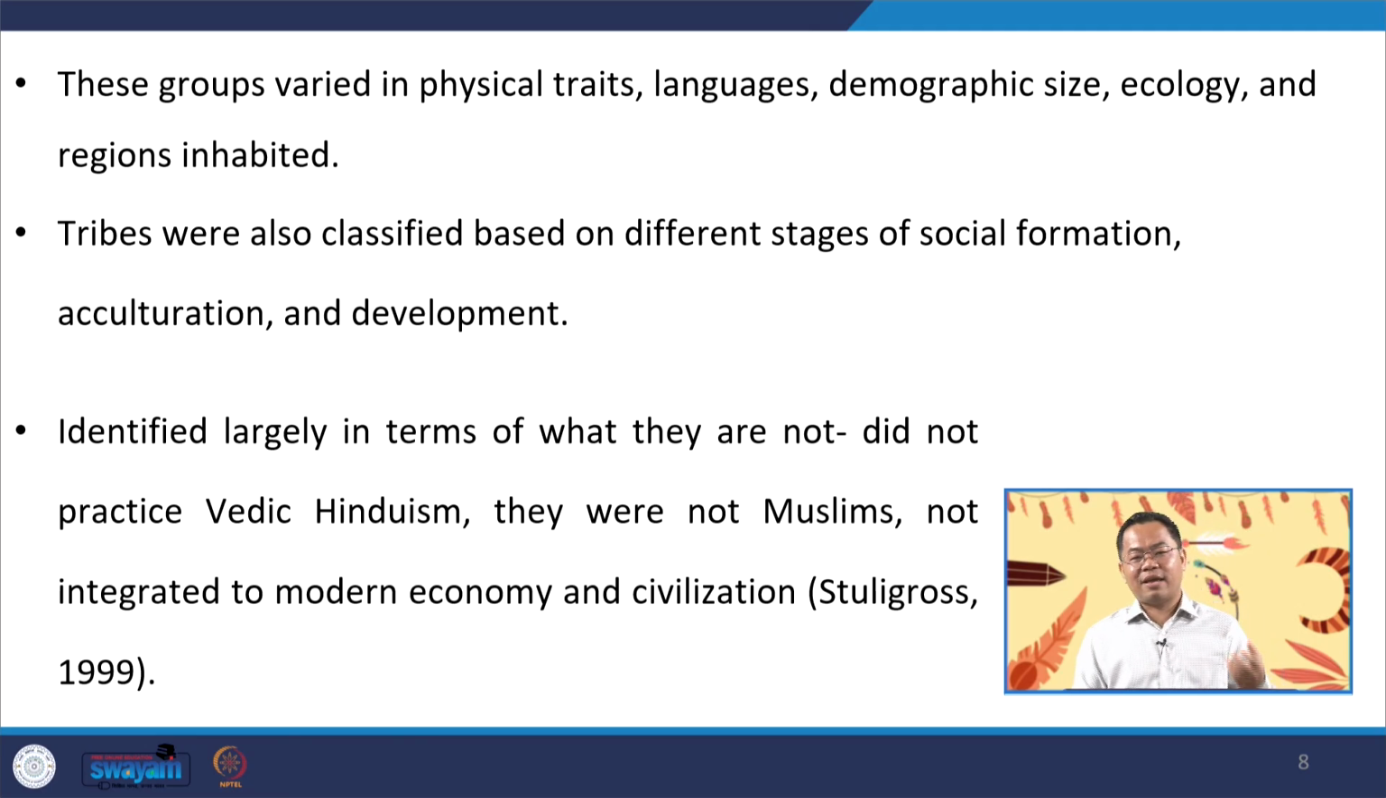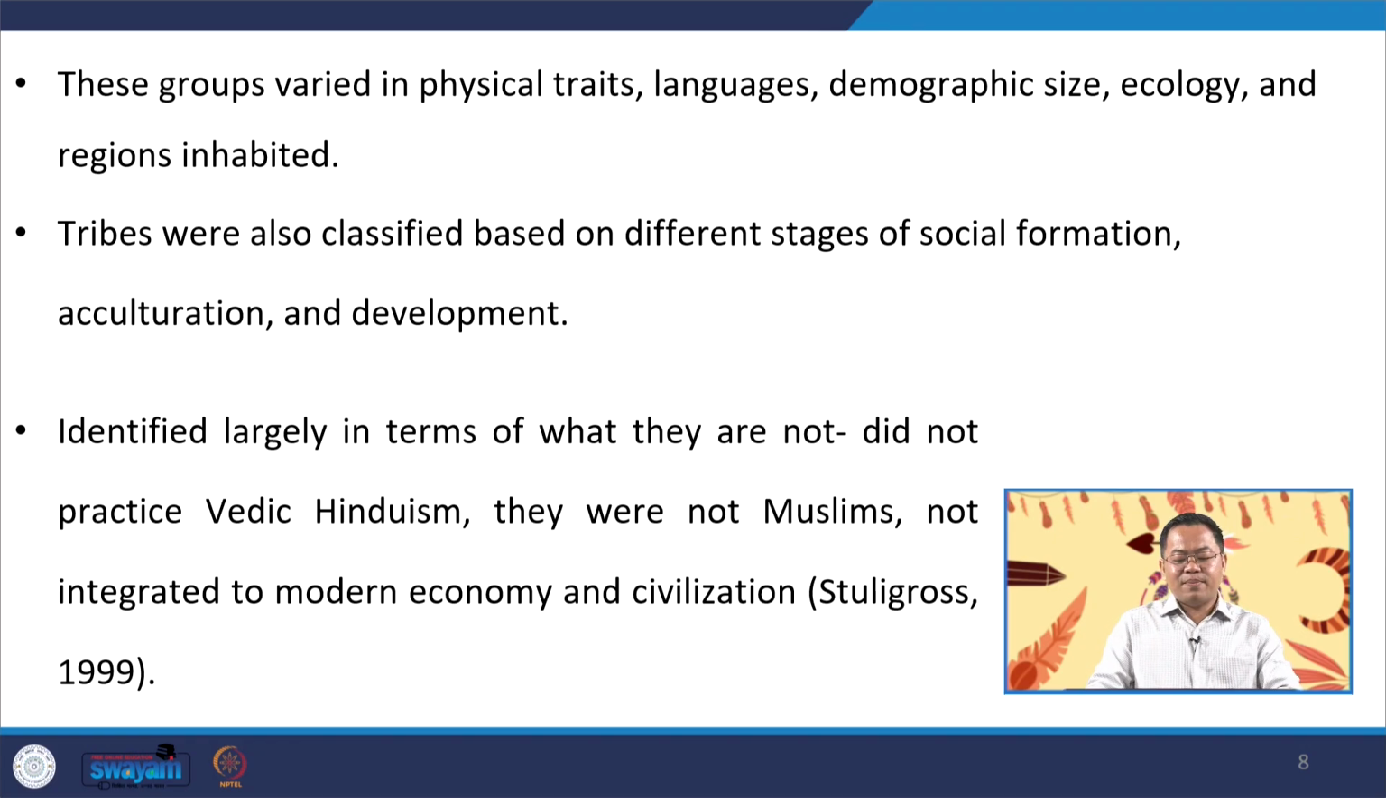Now, in terms of languages also, most of the tribal communities have their own distinct languages, not only at the community level, but at the village level also. You will see that there are certain distinct languages which are being spoken in one village or two villages or three villages, right. So, there is no end to diversity when we talk about tribes. Tribes are also classified based on different stages of social formation, acculturation and development. This is something that I have spoken about in my previous slides as well. So, I am not going to repeat it here.